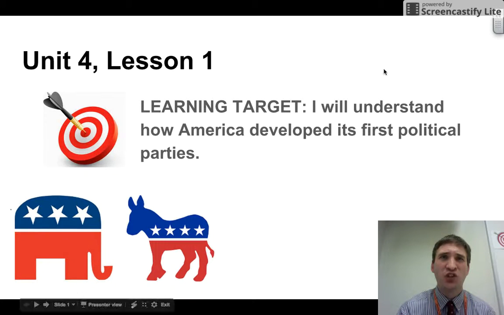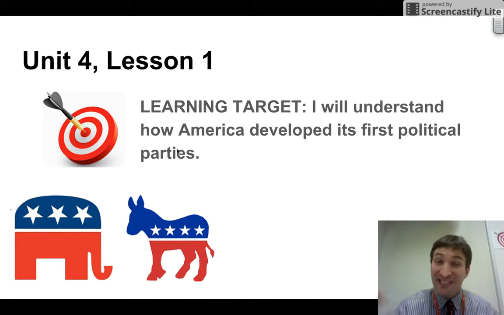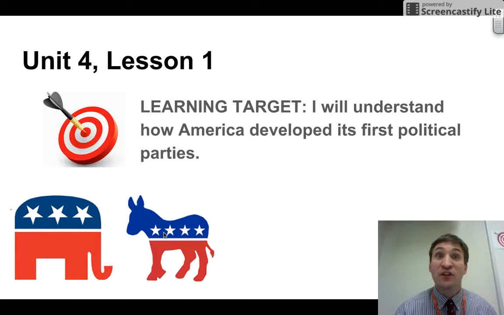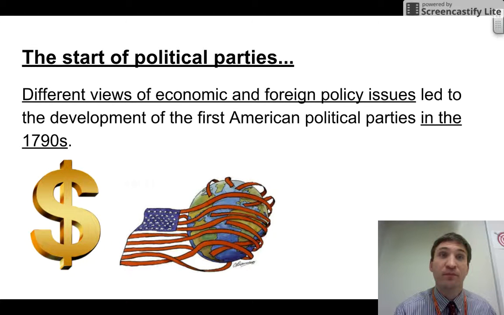We're on to lesson 1 of Unit 4, our learning target. I will understand how America developed its first political parties. Today, we have the elephants, the Republican Party, and the donkeys, the Democratic Party in the United States. But back in the 1700s, the parties were different. The start of political parties.